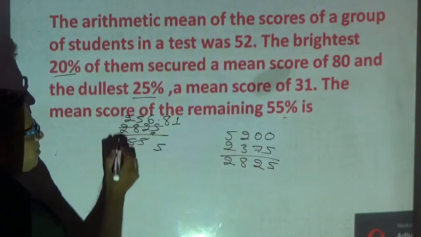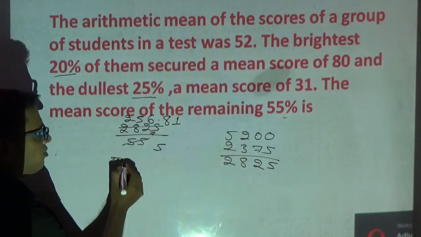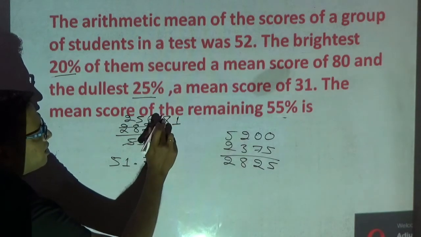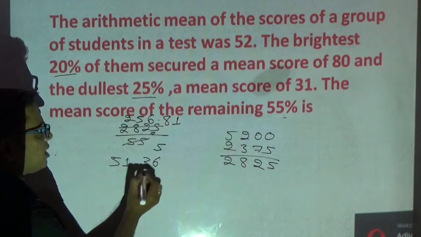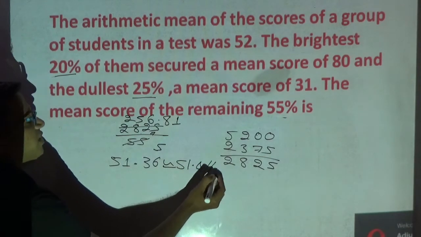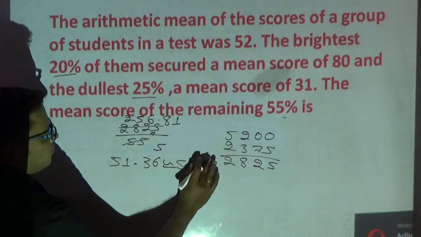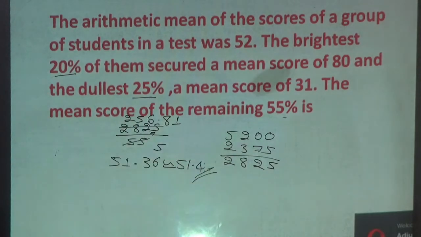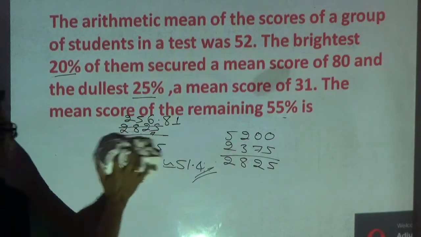Now divide by 5. 5 fives are 25. 5 ones are 5. Then 5 threes are 15. Okay, so 3 left out, 5 sixes are 30. So approximately you can tell 51.4. 51.4 is the average. What is the average of the remaining students? That is 51.4. That's it for this problem.